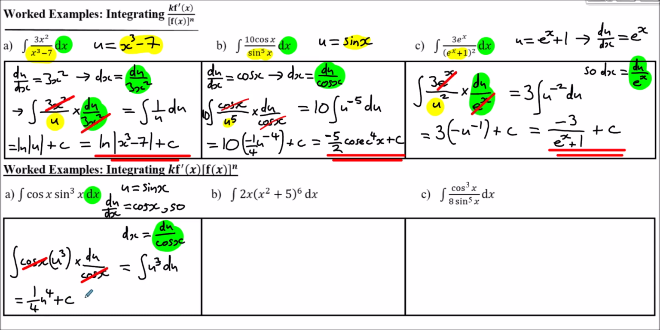But of course, remember what u actually was, we said u was sine x. So we're going to have a quarter sine x to the power 4, which we can say is a quarter sine^4 x, plus c like this.